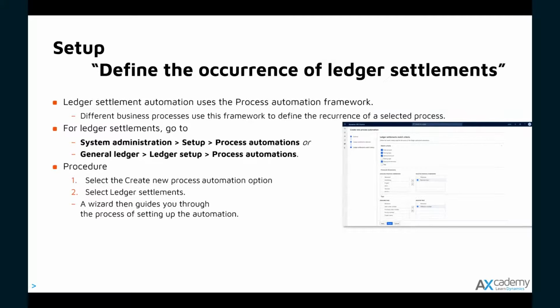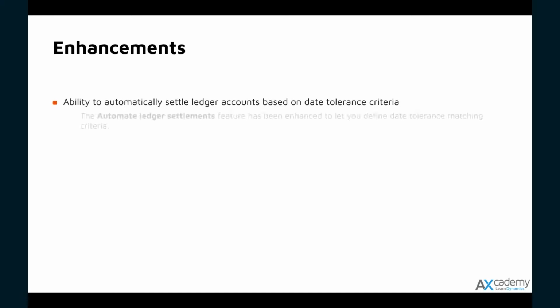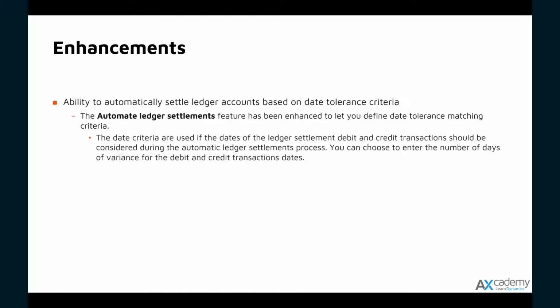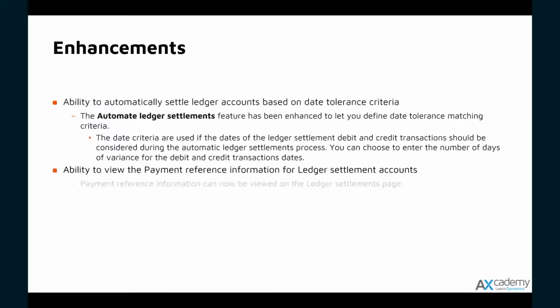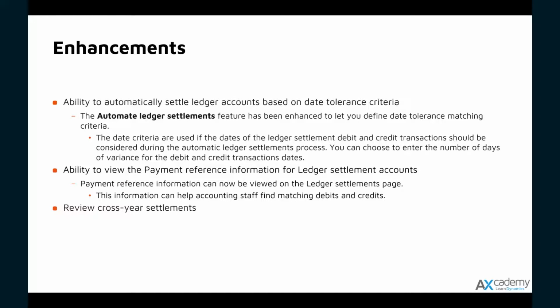This is a great feature, and it was a long time overdue, I think, just like some of the other ones. But a lot of good things are being added. I really think so. And also small enhancements as we go, with date tolerances on the alternative settlement in here, payment references on settlement accounts, and you can see cross-year settlements. That could be something that you don't want to do. We do an unsettling thing in here.